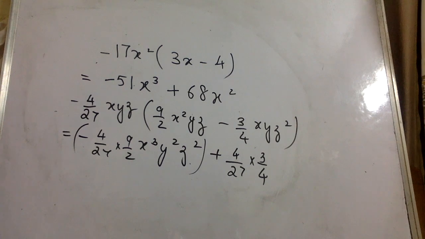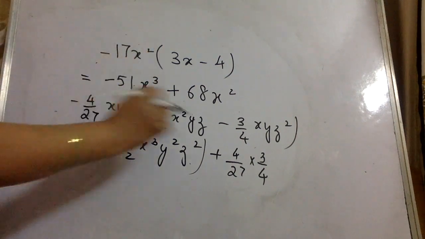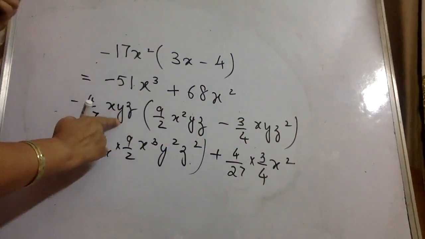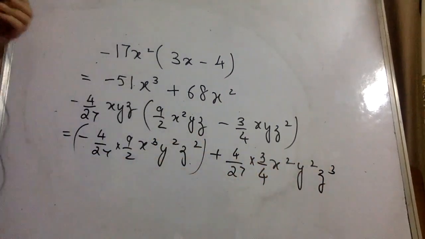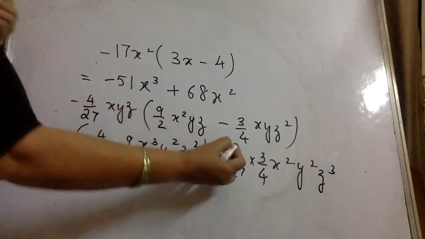4. Then what do we do? 4 by 27 into 3 by 4. Then x with x is an x square. Y with the y is a y square. Z with z is a z cube. That is our final answer.